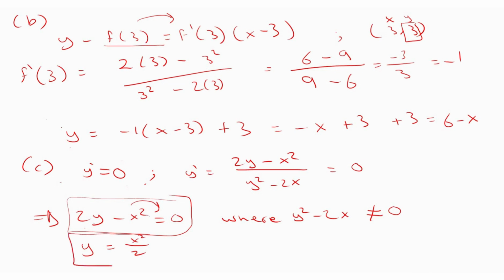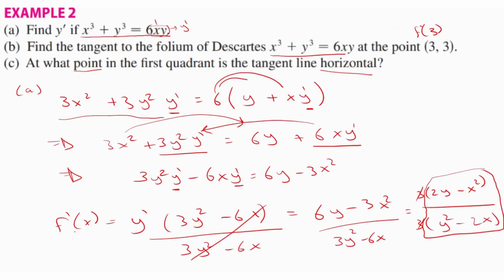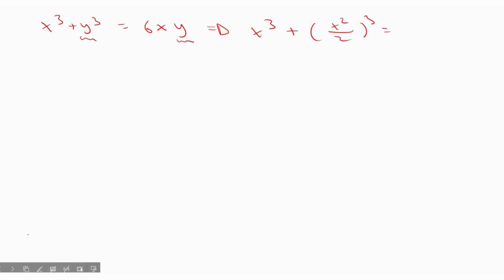So we can write y in terms of x, and then we use our original curve, which is x cubed plus y cubed equal to 6x multiplied by y. So here we have x cubed plus y cubed equals 6xy. And in this equation, we will replace every y by x squared over 2. So this will become x cubed plus x squared over 2 power 3 equal to 6x multiplied by x squared over 2.